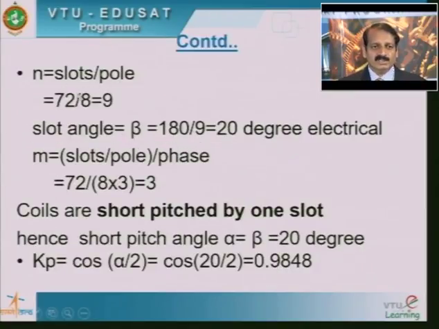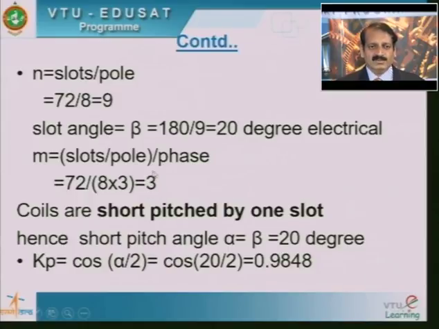So, we have in total 72 slots, we have 8 poles and slots per pole is 9. Now, slot angle can be calculated as beta, which is equal to 180 divided by 9, which is equal to 20 degree electrical. Slots per pole per phase is calculated as 72 divided by 8 into 3, which is equal to 3. So, that means now 3 slots are allotted for R phase, 3 slots are allotted for Y phase, 3 slots are allotted for B phase in any one pole.